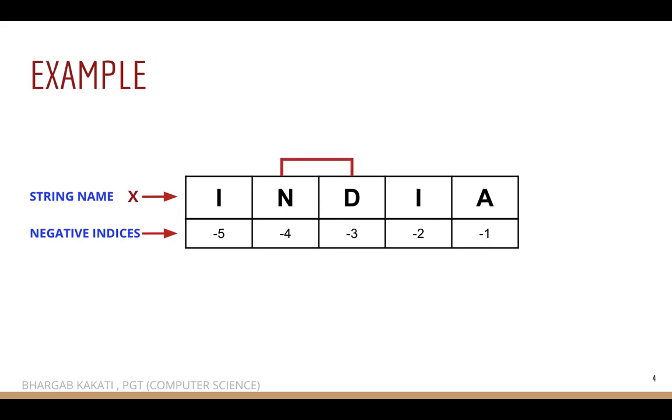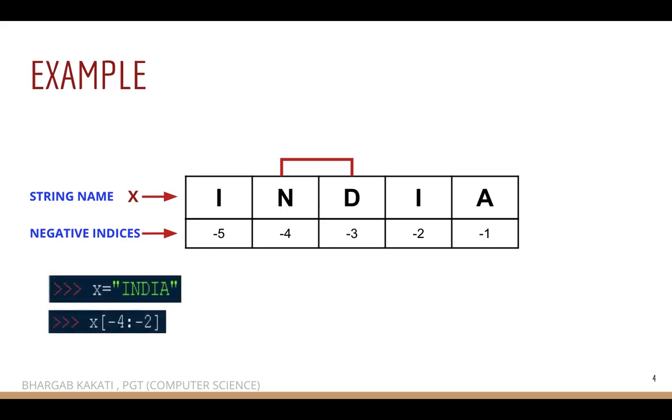Now if I want to use negative indices to slice a string, then also the syntax will be the same. For example, if x equals India, and I want to display N and D by negative index, then I'll have to write x[-4:-2]. The same rule will follow, that the last index or the upper limit index character will not be displayed. As a result, ND will be displayed in the output screen.